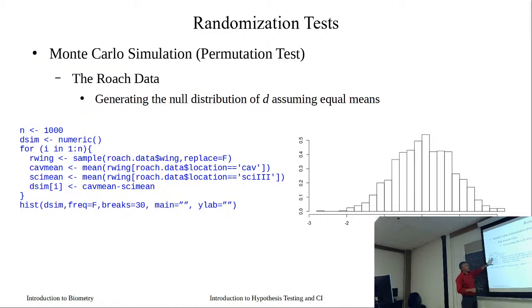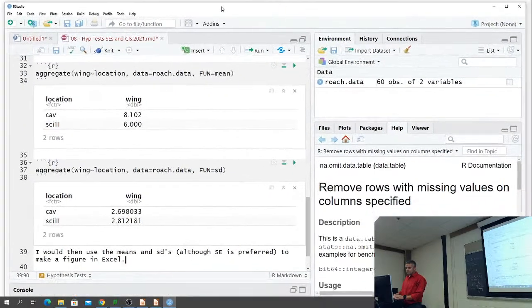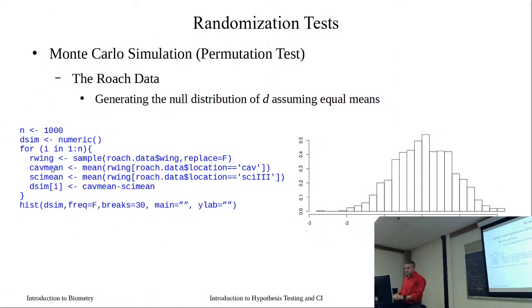Okay, so then I'm going to generate a loop. The loop is going to sample from our wing data, shuffle up our categories, and then calculate the mean of Cavendish and the mean of science 3. Then we're going to take the difference, and that's going to be our simulated difference. And we're going to repeat it over and over again. If we were to run this, I'd get something like this. This is just one simulation.